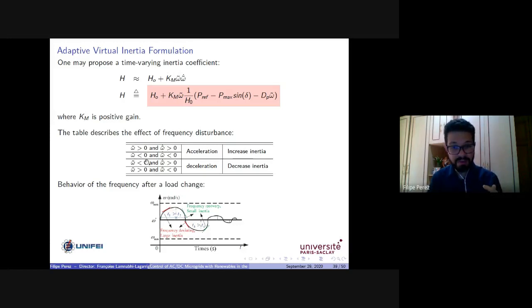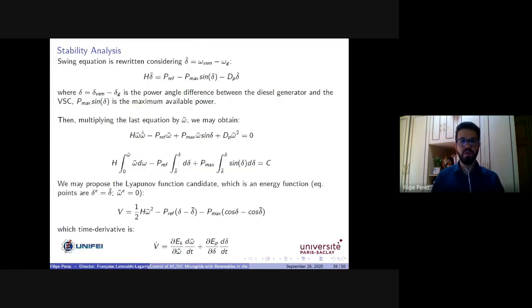And then, when we have different signs for frequency variation and frequency washout, we are in a deceleration process where we should decrease the inertia to reach faster the new equilibrium point of the frequency. So by providing this behavior to the inertia coefficient, we have proposed a time-varying inertia coefficient, which will be used in the swing equation of the system. Now we have that the inertia coefficient is a state variable. So we need to provide the stability analysis for this approach.